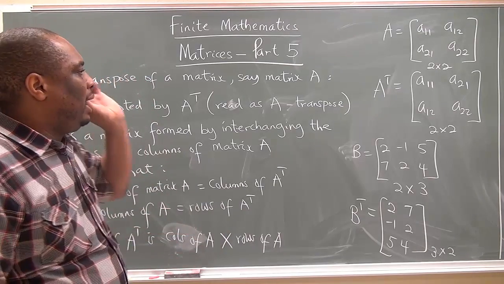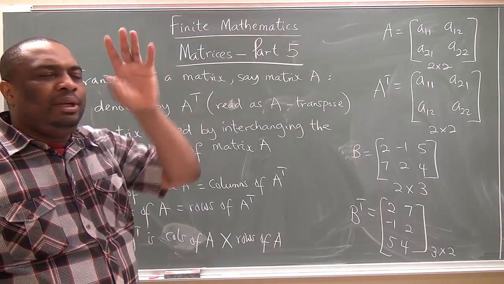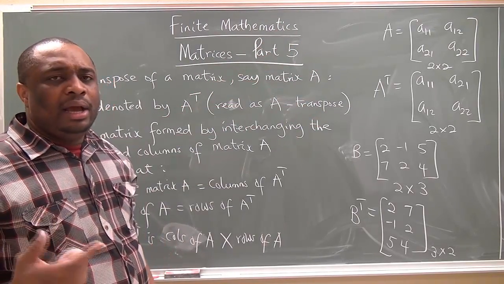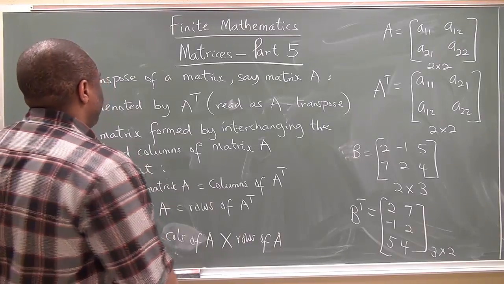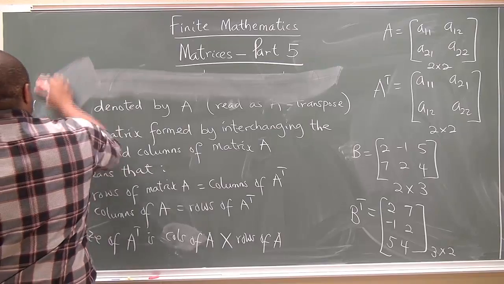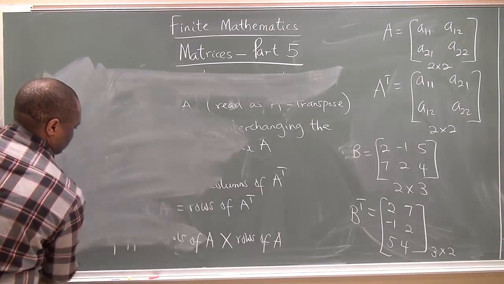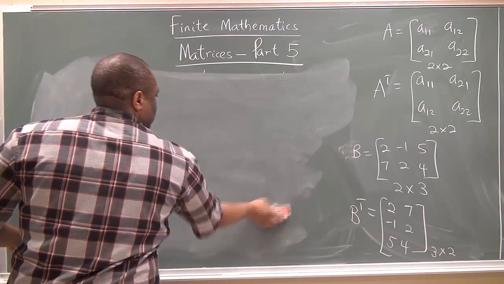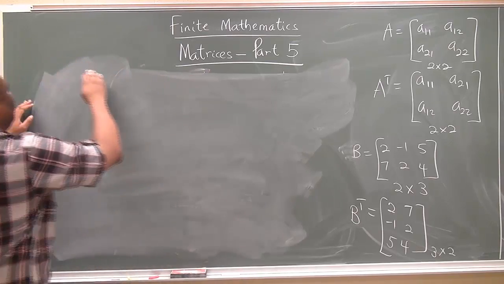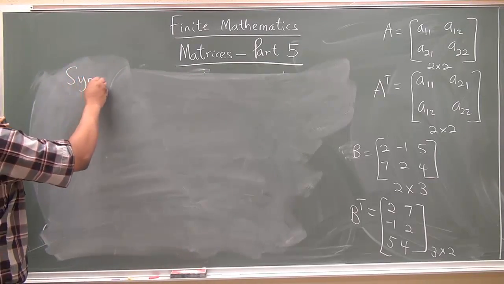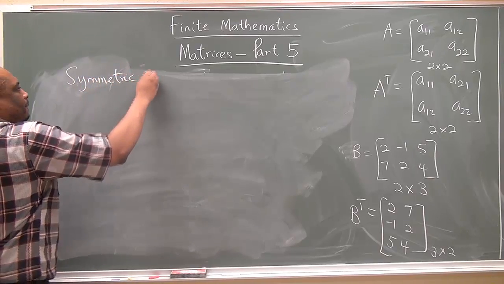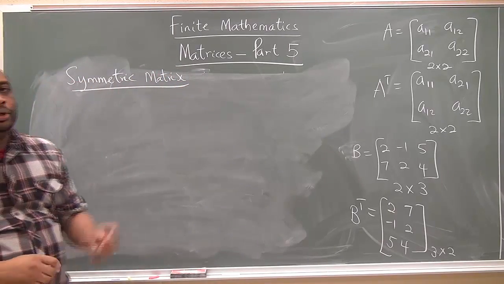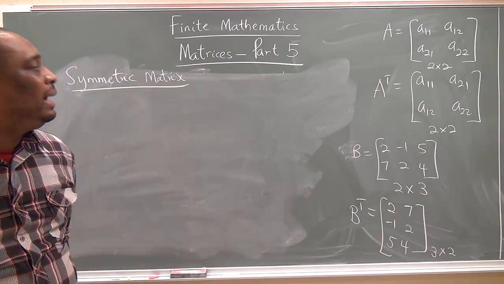Now, before we start solving calculations, let's see other types of matrices that we have. Another type of matrix that we have is what we call a symmetric matrix. What is a symmetric matrix? So you add to those collections that we had initially.